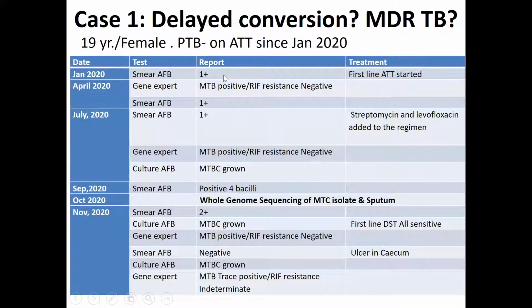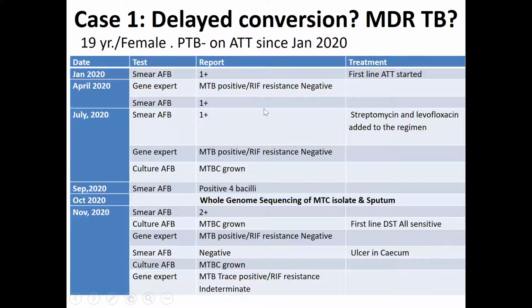January 2020, she was diagnosed with tuberculosis, first line ATT started. April, again she came back, smear positive, GeneXpert was done, rifampicin resistance was negative. July, again she comes back, smear is positive, rifampicin resistance is negative, MTB is grown. At this point of time in September, we were really concerned about what is happening. We were not able to get the first line DST as of now.